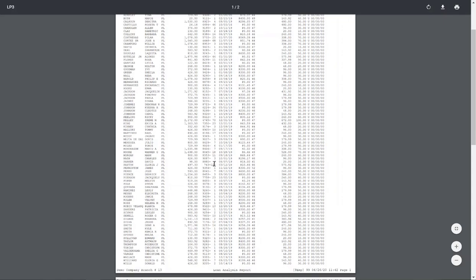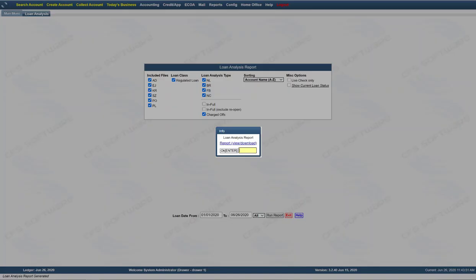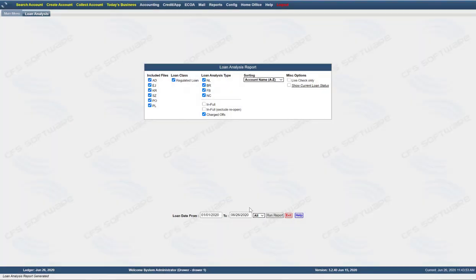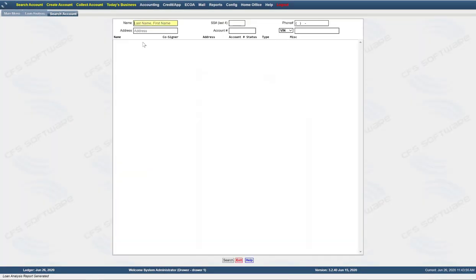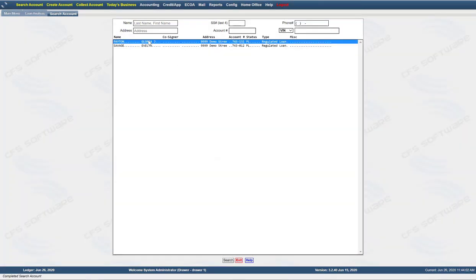Interesting down here, this customer right here, Peyton Gloria, had 127 loans. And let's take a look at that customer. So I'm going to go ahead and copy that, come back in to LP3. Okay. Let me go over here to search account. I'm going to put in that account number. Search. Peyton Gloria.